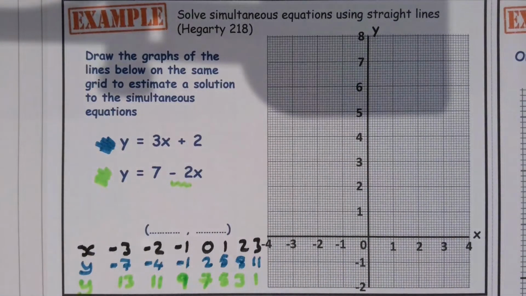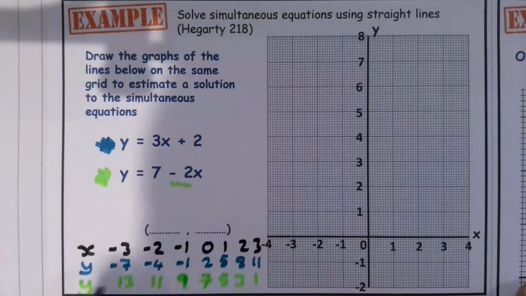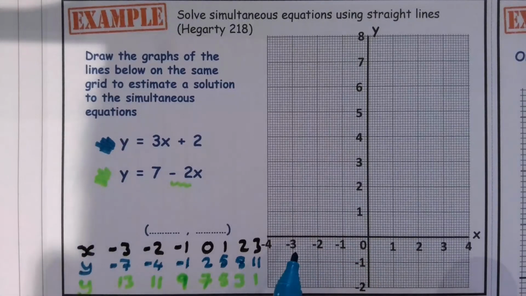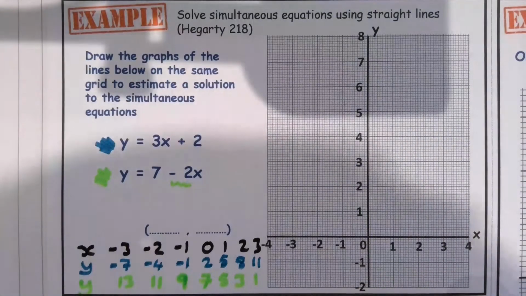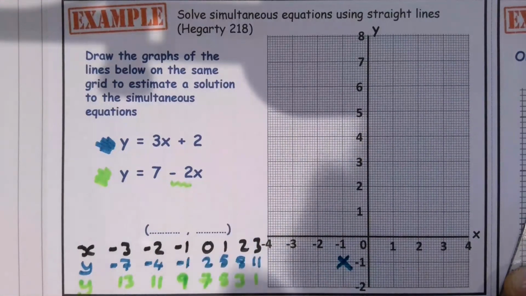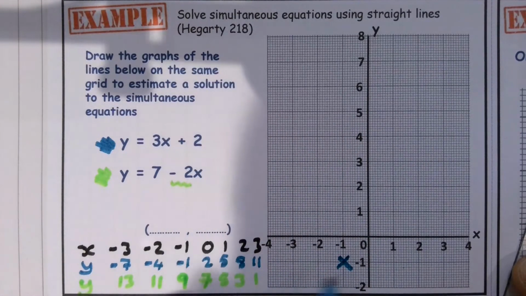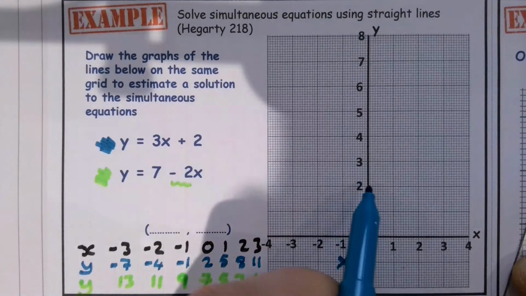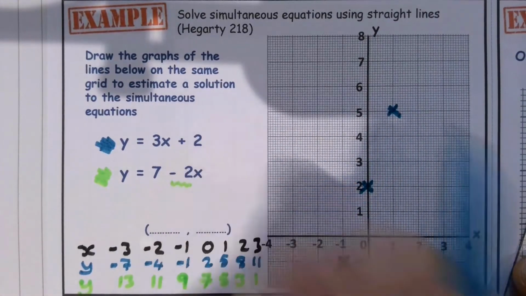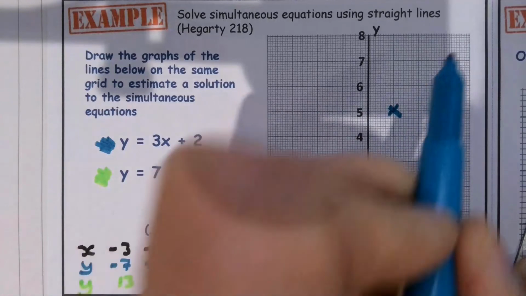Now, some of these numbers will fit on a graph, and some may not. So let's have a look at this then. We've got x against y, minus 3, minus 7 in blue. So minus 3 is the x number, minus 7. I can't plot that because it's too small in the y domain. So minus 2, minus 4 doesn't fit on either. That's okay, don't worry. Minus 1, minus 1, now that fits on, doesn't it? So I'll put the x on there. 0 against 2, so x is 0, y is 2. 1 against 5, and 2 against 8, that'll fit on, no problem.